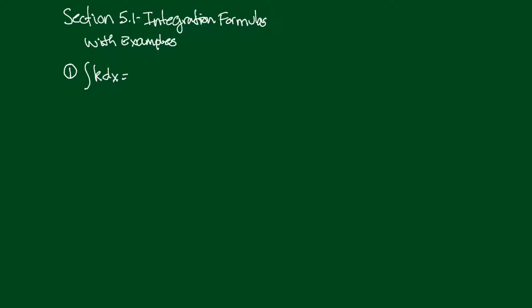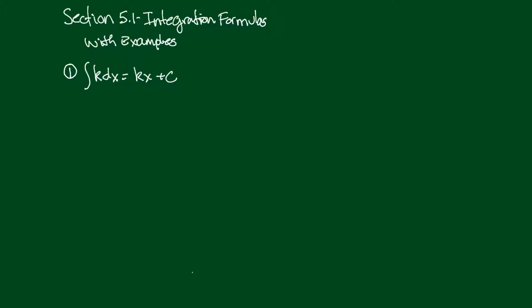This section will take a look at some formulas for integrating, anti-differentiating functions. The first one we're going to look at is the most basic one: if you have a constant and you want to anti-differentiate or integrate a constant. This one is going to come right from here. It's just the constant times x, and then don't forget the plus c.